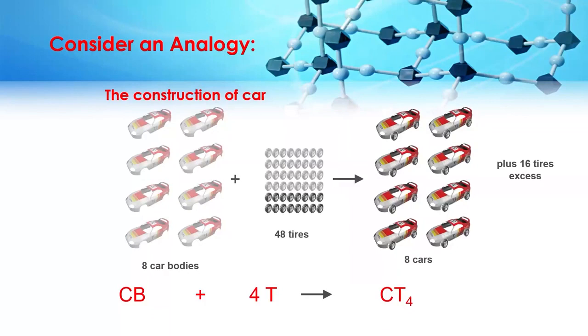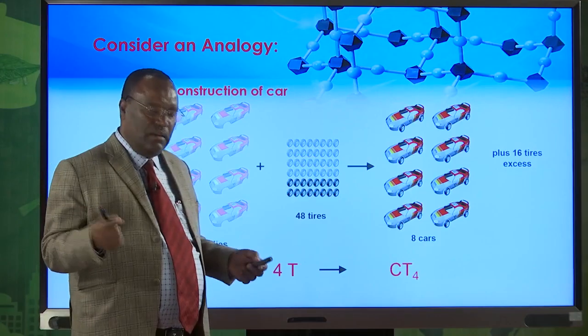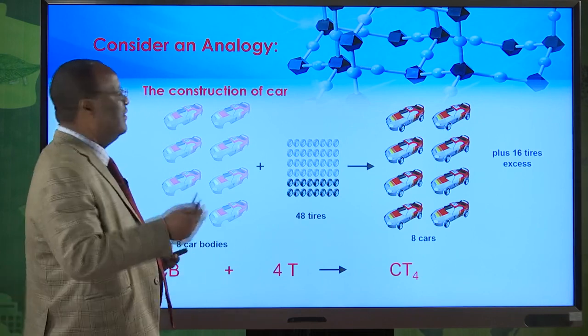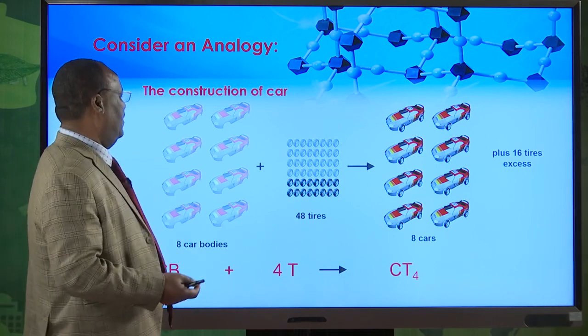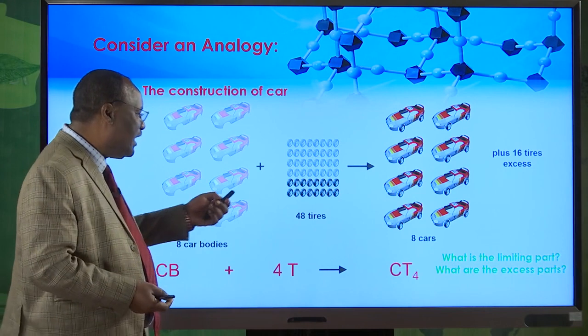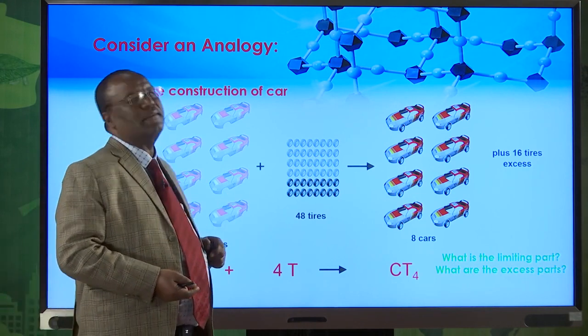Assume this is a chemical reaction or a chemical equation. Car body plus 4 tires gives you 1 complete car. So which one is excess and which one is limiting? What is the limiting part and what are the excess parts?